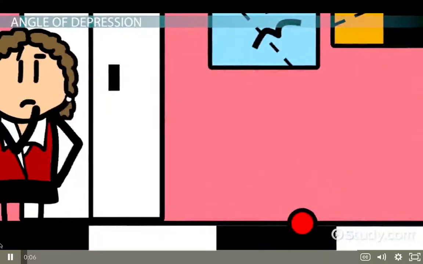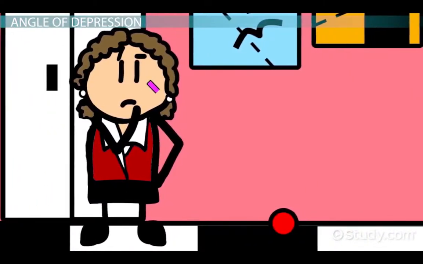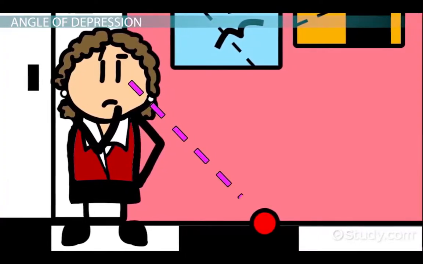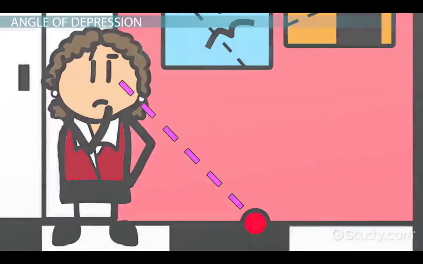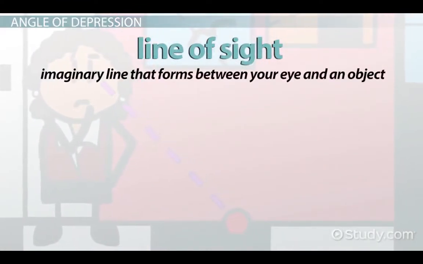Imagine that you are standing about 3 feet away from a spot on your kitchen floor. As you look down at the spot, imagine a diagonal line forming from your eyes to the spot. This line is called your line of sight, or the imaginary line that forms between your eye and an object.